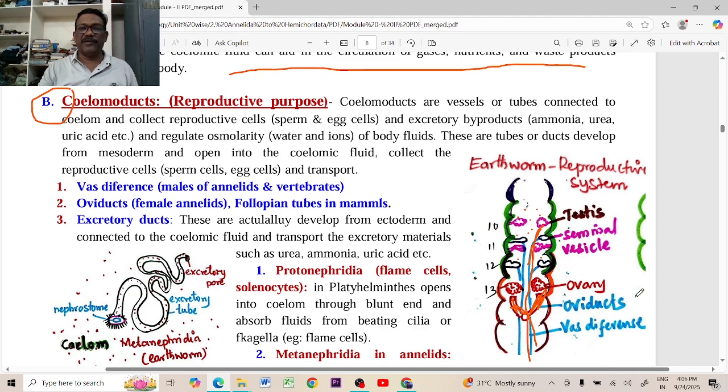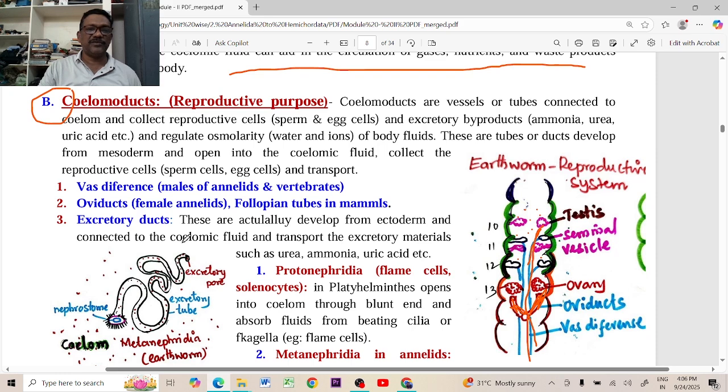Those are called the coelomoducts. But here the coelomoducts, the reproductive vas deferens and the oviducts, are connected with the coelom. That's why these are called the coelomoducts. But another type of ducts we can find in the earthworm's body, those are called the nephridia. These nephridia are also connected to the coelom and collect the excess amount of water, ions, and salts, maintain the osmotic regulation, and also collect the nitrogenous waste material called urea.